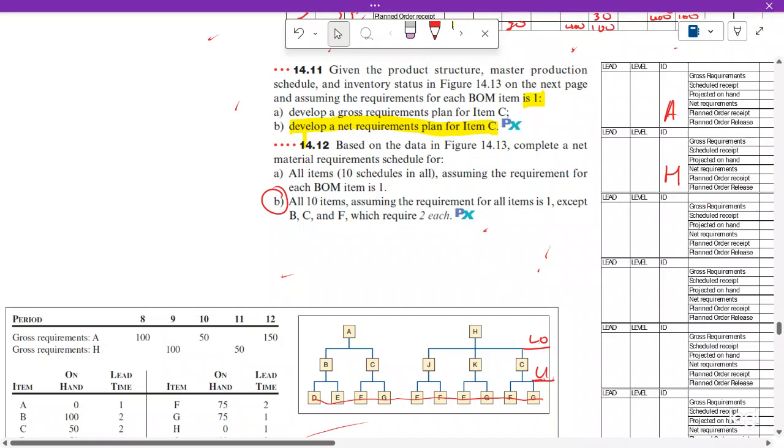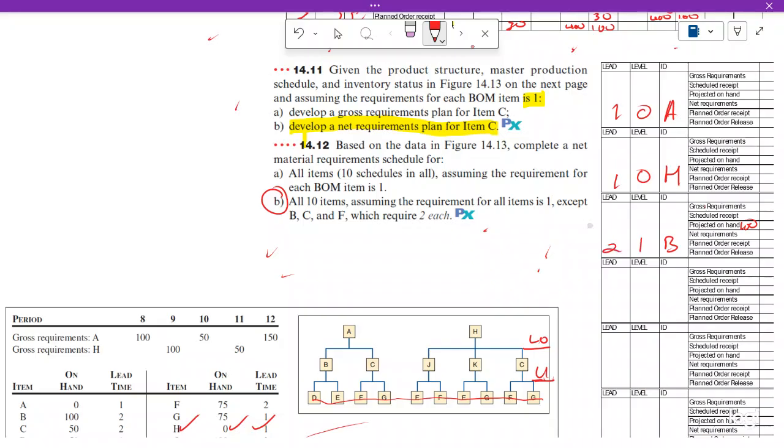Now, what is items on hand for A is 0. Lead time is 1. Level is 0. We have nothing on hand. H also. Level 0. We have nothing on hand. Lead time is 1. Down with that part. Then we go to B. B, we have 100 on hand. And then lead time is 2 weeks. Level is level 1.